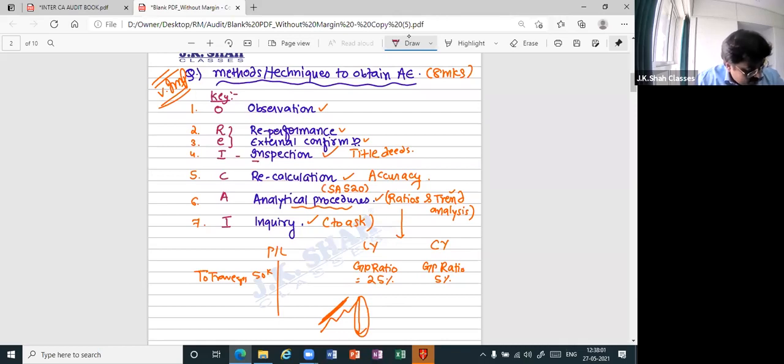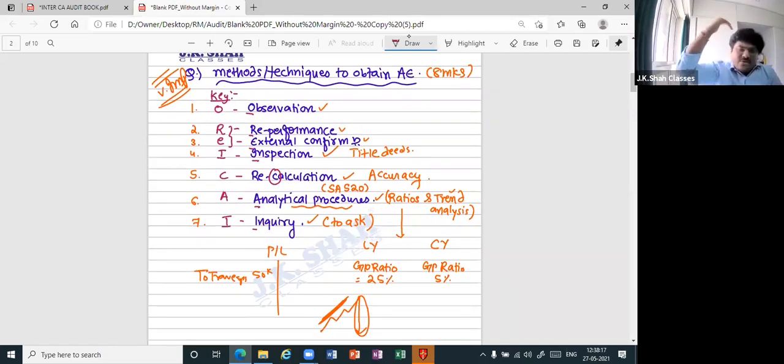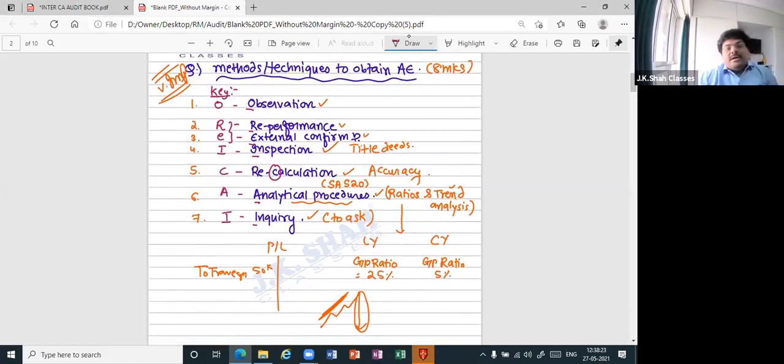So simple, yeah. See, I inspection. C calculation. This Re you have to add. Okay, this much is okay. A analytical procedures. I inquiry. E external. R reperformance. O observation. So how do you remember? Very simple. You remember ICI. ICI will give you 8 marks. So very simple. It is not ORE PIA. It is ORE ICI.